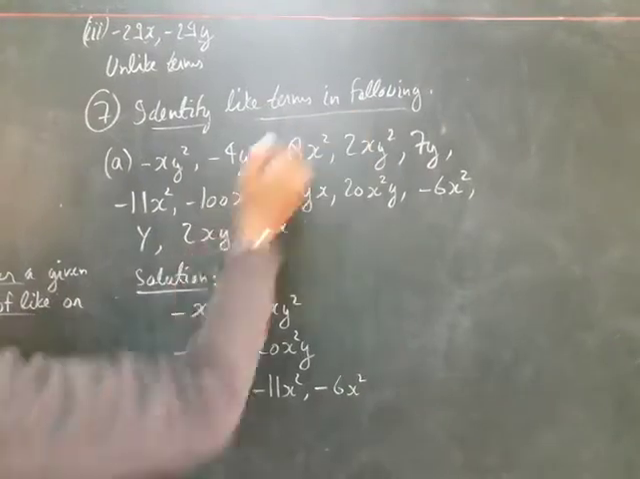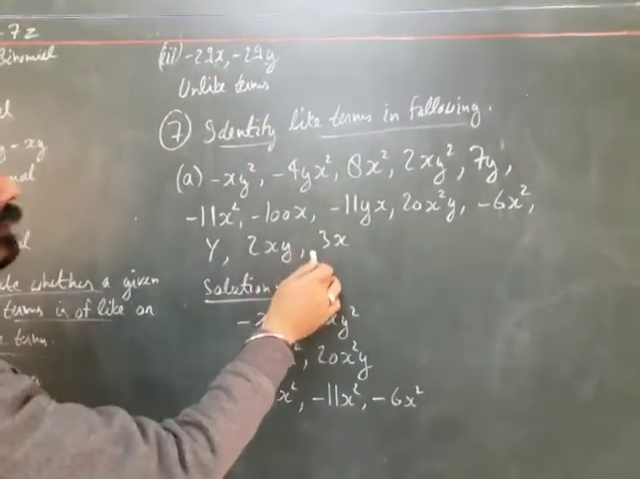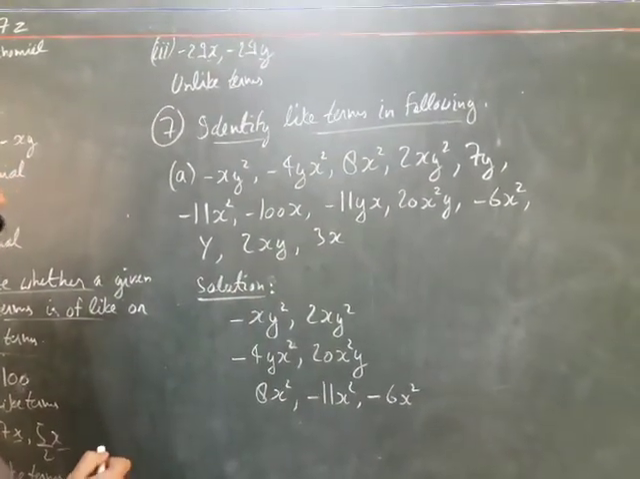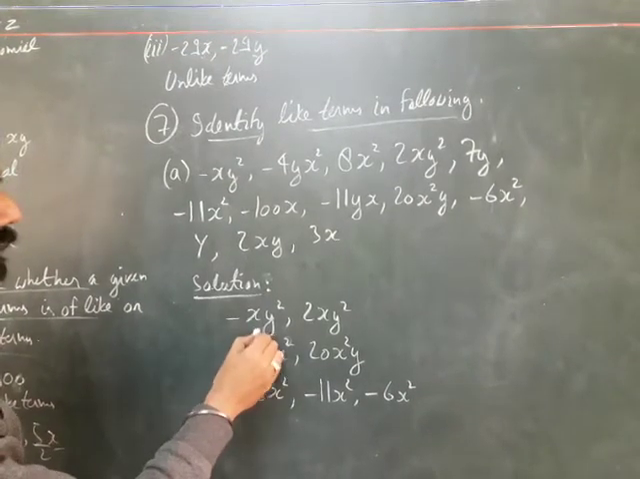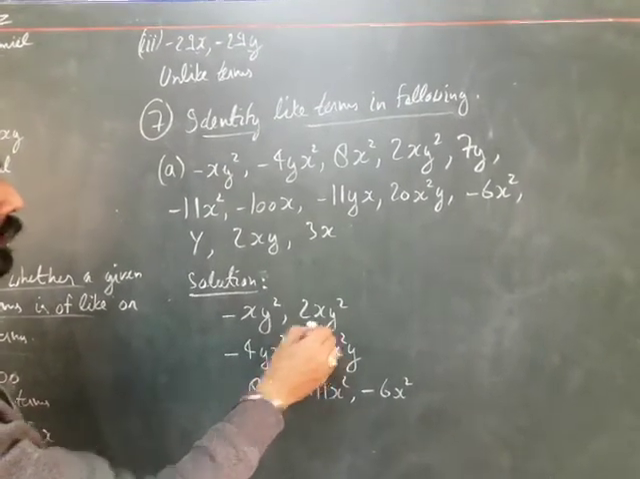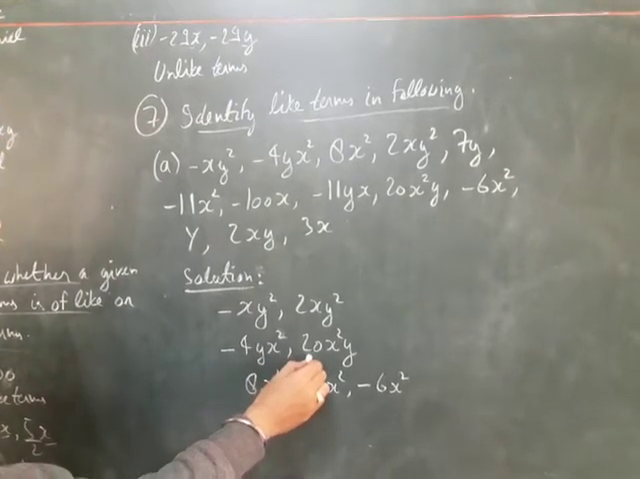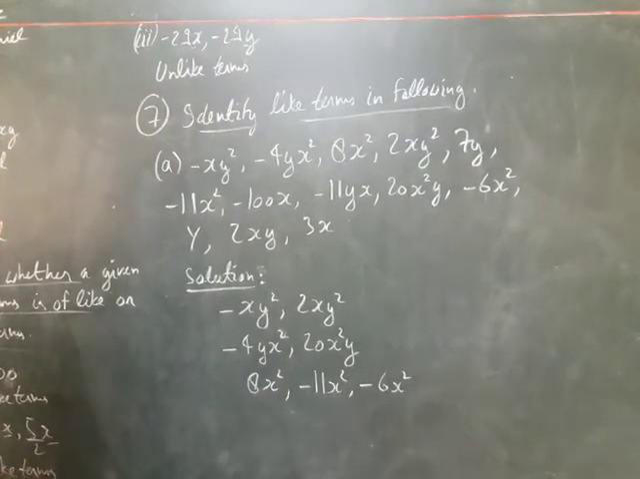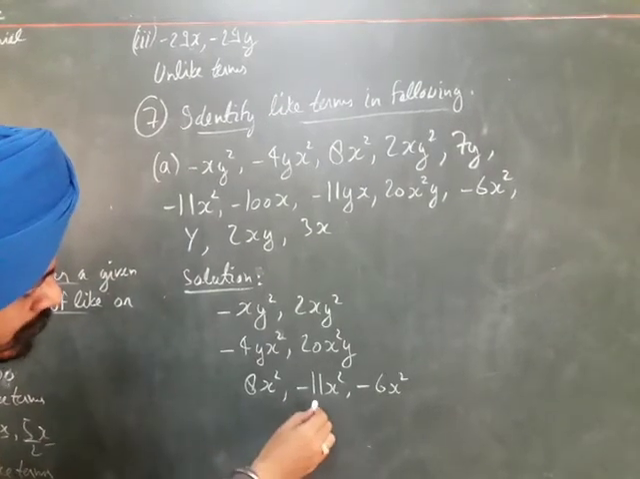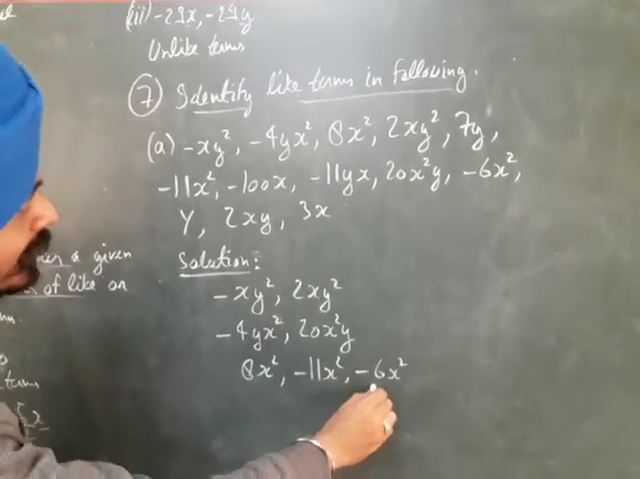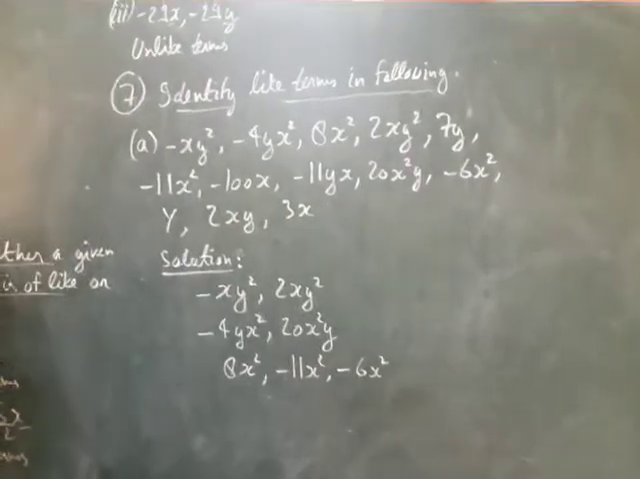Seventh question. Identify like terms in the following. These expressions are given, you have to identify the like terms. So in this, minus xy square and 2xy square. Then second is minus 4yx square and 20x square y. And third is 8x square, minus 11x square, minus 6x square. Remaining parts try yourself. Thank you.